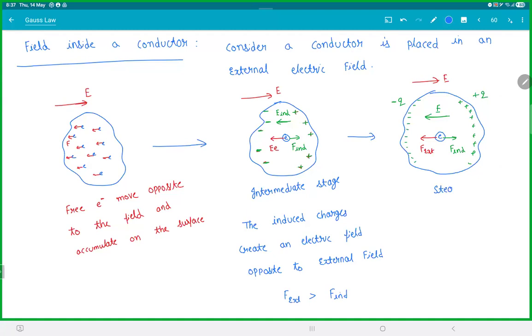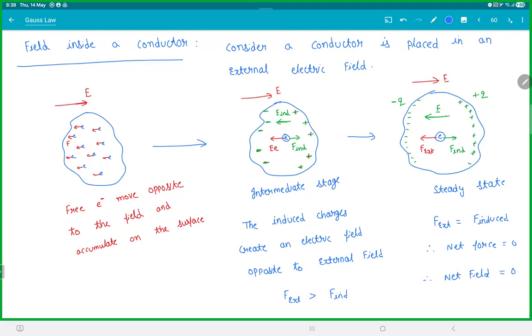We always study the steady state. After some time, this happens in some nanoseconds, F external becomes equal to F induced. This is not drift velocity. Drift velocity means they're continuously moving. Here the system reaches steady state and they stop. That we will see in current. Therefore, net force is zero. Since the net force is zero, therefore net field is zero. Now look at the words net field is zero.